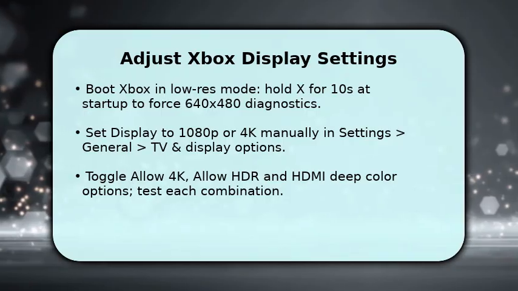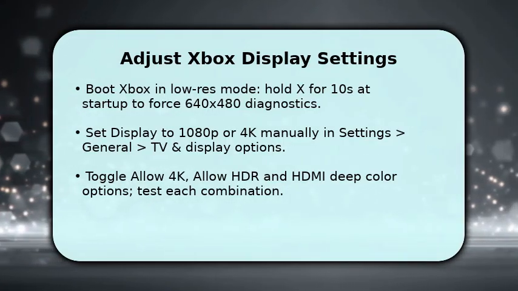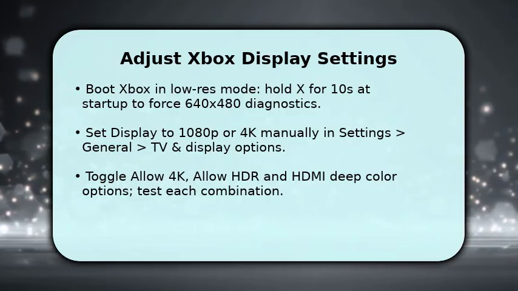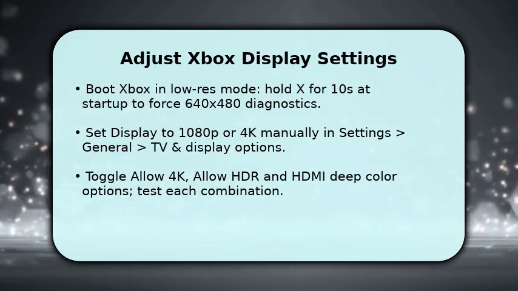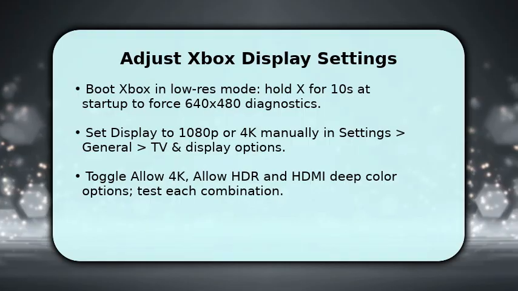Once done, adjust refresh rate to 60Hz and try HDMI Deep Color. Testing each combination narrows the exact incompatibility. Finish by eliminating software and cable causes so you get a stable image.